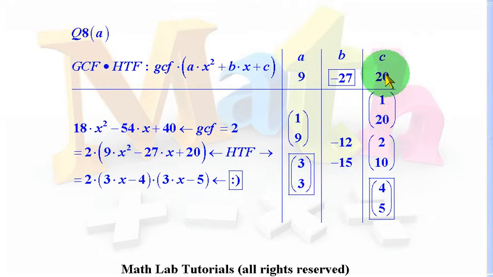Let's look for all the numbers that multiply to give you 20. Always start off with a 1. We have 1 and 20, and then 2 and 10, and then 4 and 5. These numbers inside the brackets all multiply to give you 20. Notice that the top is always increasing, and the bottom is always decreasing. That's the way I like to do these.